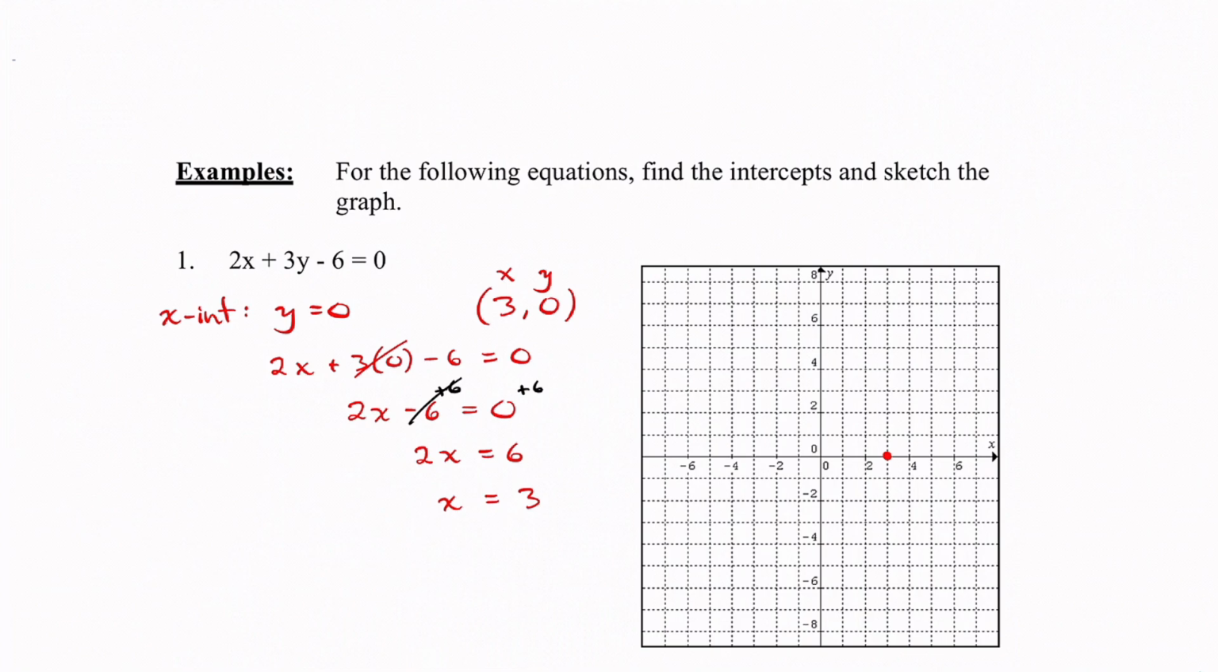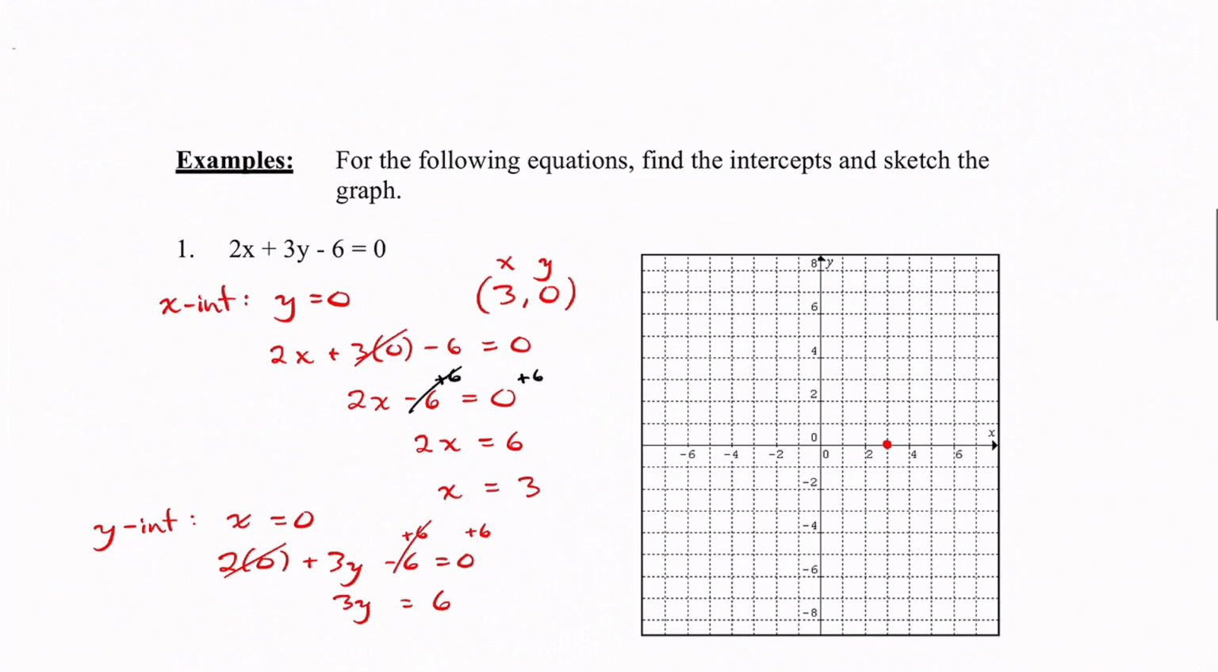So that's right there. To find the y-intercept now, I'm going to plug in when x is equal to 0. So I'm going to have 2 times x, which is a 0, plus 3y minus 6 equals 0. So this is going to be gone. Then I just have 3y. I'm also going to add a 6 onto both sides right now. Those 6's will cancel. So I'll get 3y equals 6. And then just divide both sides by a 3, and you'll get y equals 2.